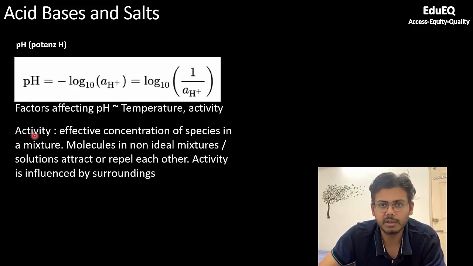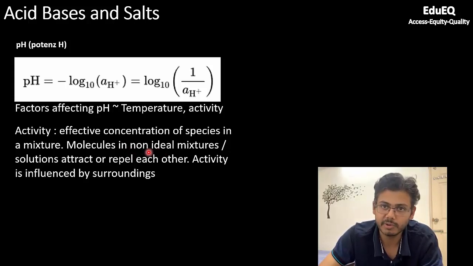Okay, so let me shortly give you an idea of what activity is. Activity is nothing but the effective concentration of a species in a mixture. It means the effective concentration of hydrogen ion in a solution. If the mixture is not ideal, there will be interaction amongst the molecules. There might be some attractive forces which will prevent hydrogen ion from getting released. There might also be some repulsive forces.